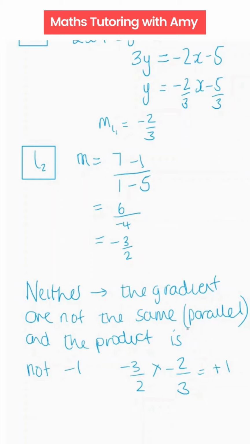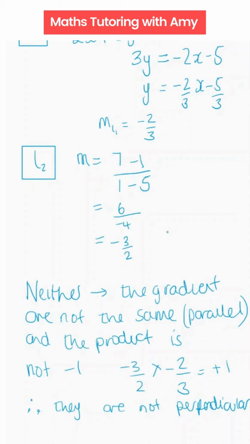Okay, so you've seen here that I said the product is not minus 1, therefore they are not perpendicular. Now, I said before about negative reciprocals. The reason we want a negative reciprocal, so one being positive, one being negative, is because we want the product, when we multiply them, to be negative 1 if they're perpendicular. But when they're both negative, when we multiply them, we get positive 1.